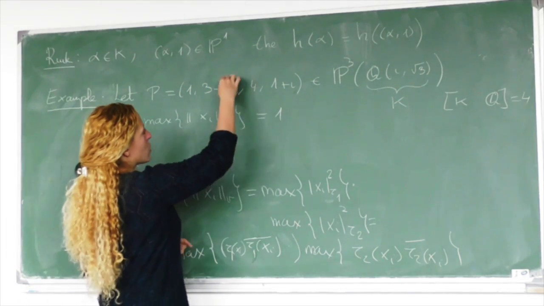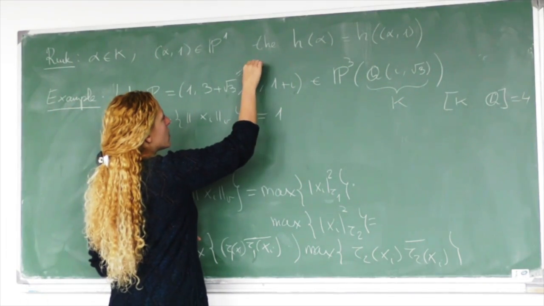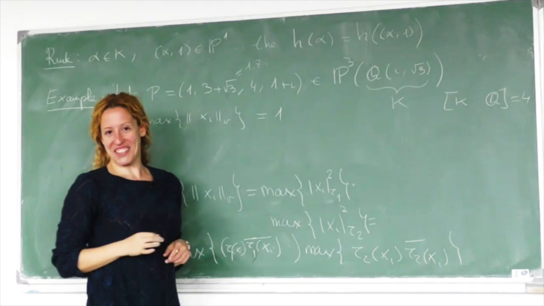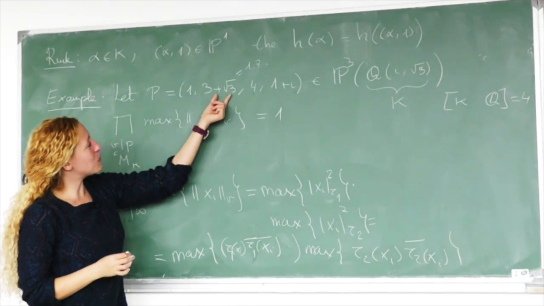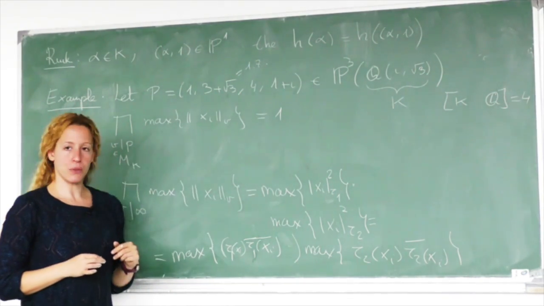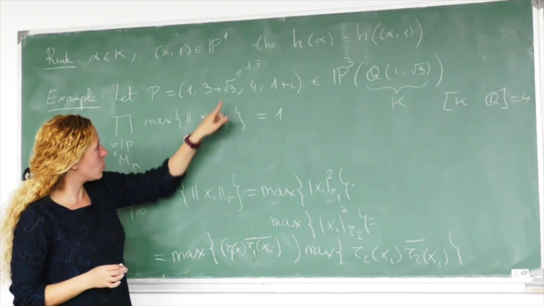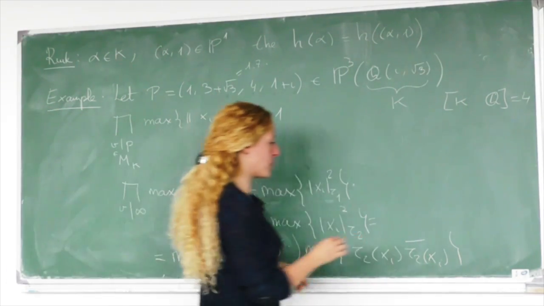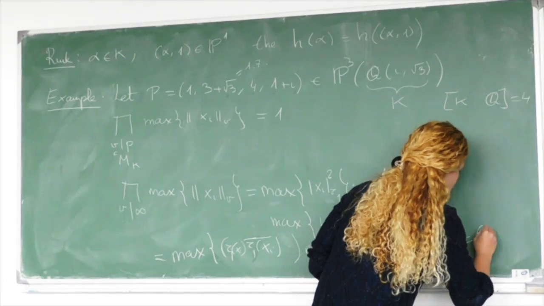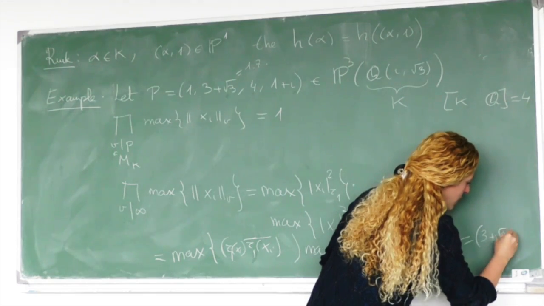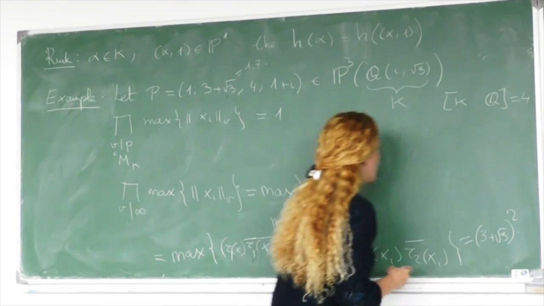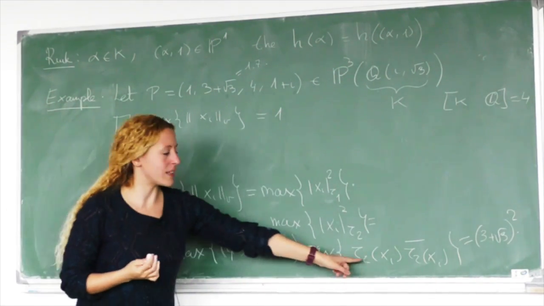So recall that the square root of 3 is more or less 1.7, let's say. So this number is actually bigger than this number. So for the maximum, we get the square of this number. So this is equal, the first term, to this. And now we look at the second embedding.